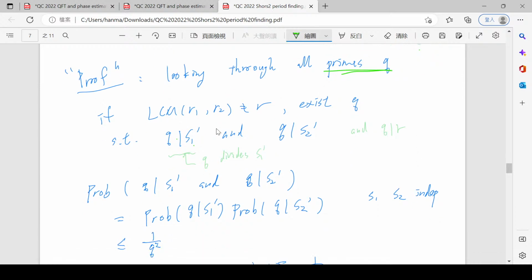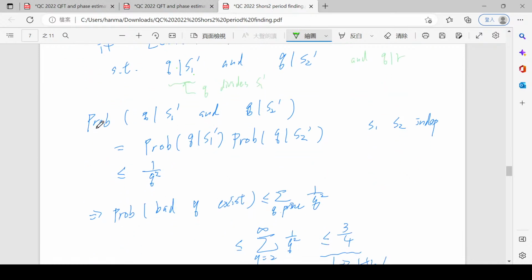Also, a little digression. This notation means divides, and we also have this notation. Let's say Q does not divide some S3. If we write this, that means Q does not divide S3, so Q is not a factor of S3. Okay, that's a digression. Come back to our proof. So this bad Q exists.